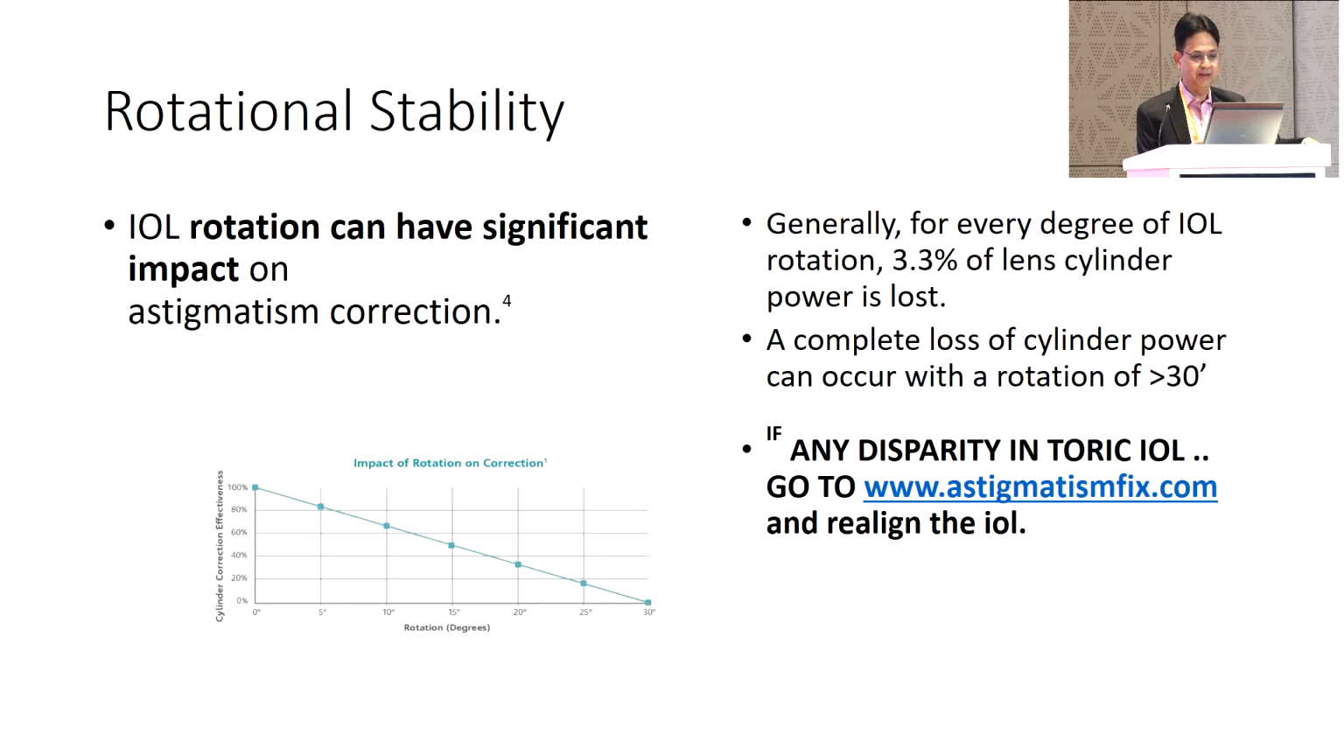So rotational stability: if the IOL rotates by 3.3%, we lose the correction of the cylindrical astigmatism of the cornea, and it is more than 30%. Any disparity in the toric IOLs, you can go for fixing the problem with the www.astigmatismfix.com and we can realign the IOL.